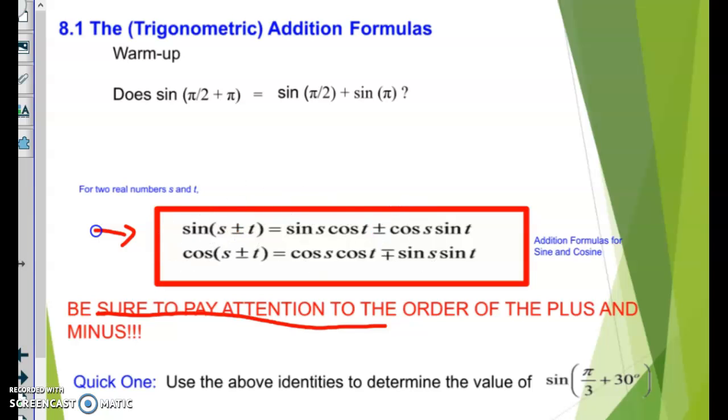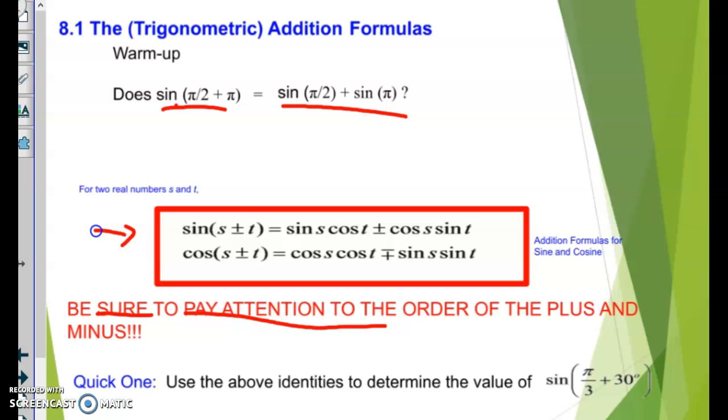Now that's different for the cosine formula. If you're adding over here, you'll be subtracting on the other side and vice versa. So make sure you pay attention to the signs and to the formulas. So let's use our sine sum formula. And we're going to see if this and this are the same. And we'll be able to determine that using our formula.